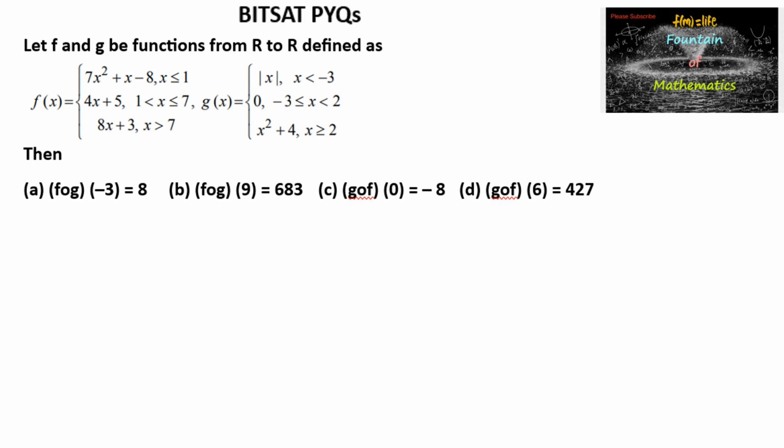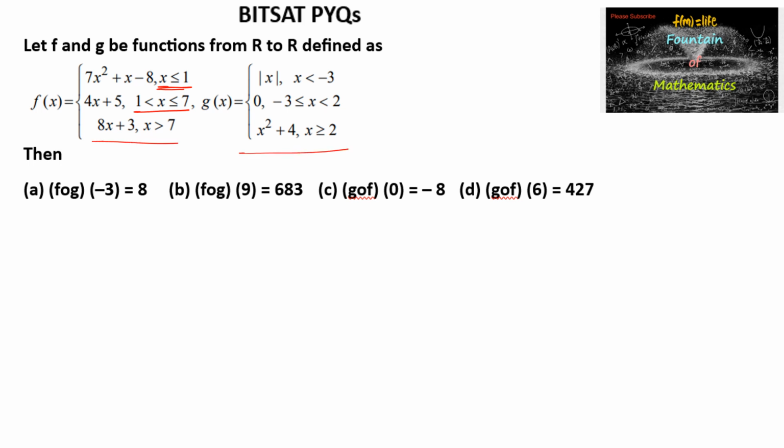So here two functions f and g are defined from R to R. f of x is equal to 7x square plus x minus 8 for x less than or equal to 1, and 4x plus 5 for x between 1 and 7, where 7 is included and 1 is excluded, and 8x plus 3 where x is greater than 7.